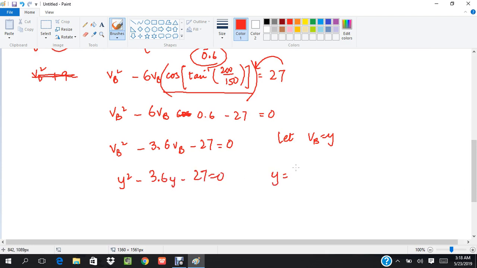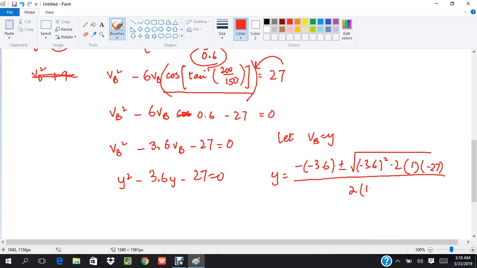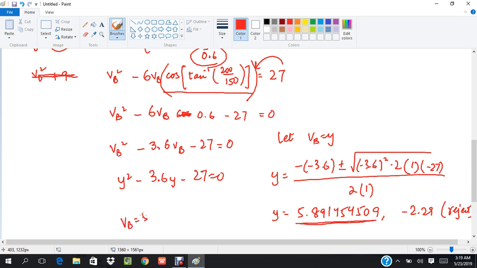Now using the quadratic formula, Y is equal to negative B plus minus square root of B squared minus 4AC upon 2A. And I'll enter this in my calculator. Negative 3.6 whole squared minus 4 times A times negative 27, upon 2. So one value of Y comes out to be 5.8914 something, and the other value comes out to be negative 2.29 something. And we'll reject this value. Why? Because the speed cannot be negative. So this is my VB. VB is 5.8914 whatever meters per second.